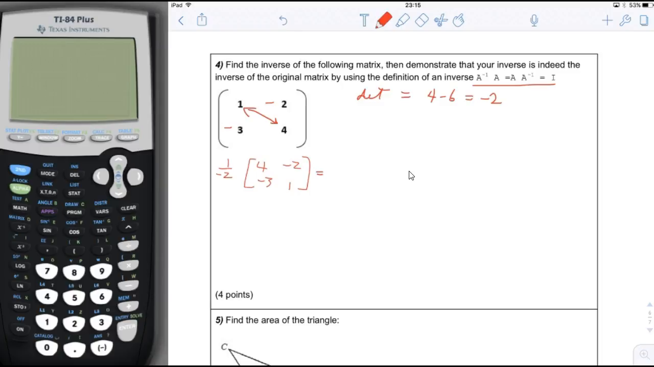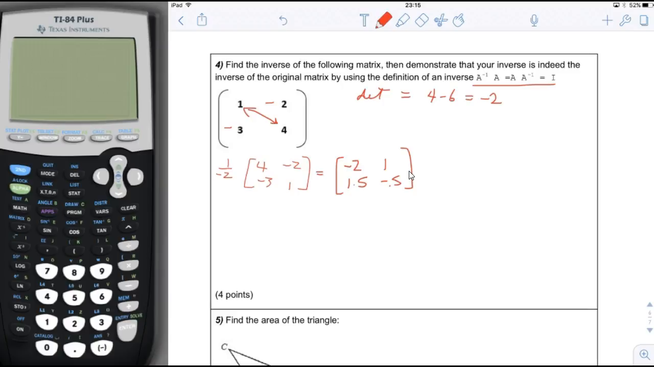Negative 1/2 times 4 is negative 2. Negative 1/2 times negative 2 is 1. Negative 1/2 times negative 3 is 1.5 or 3/2. Negative 1/2 times 1 is just negative 0.5. Okay, so this is the inverse matrix, I guess.